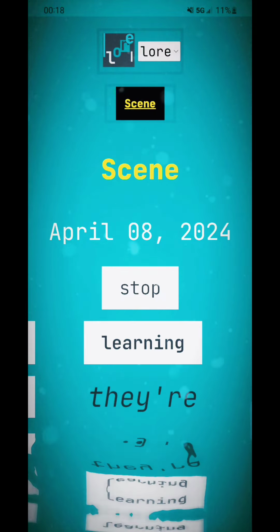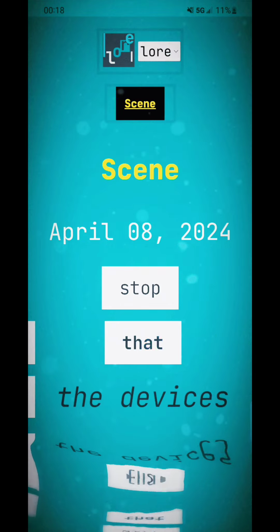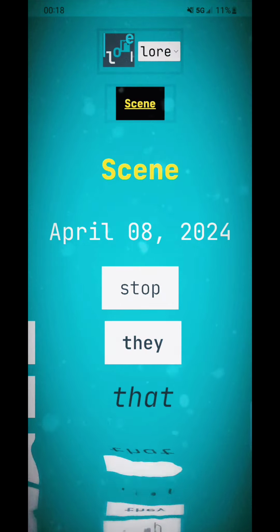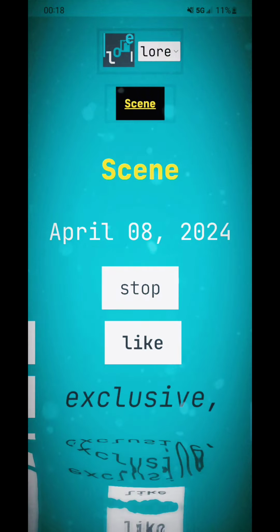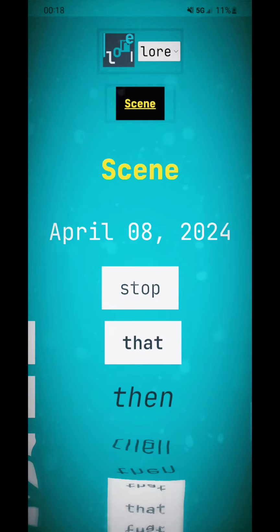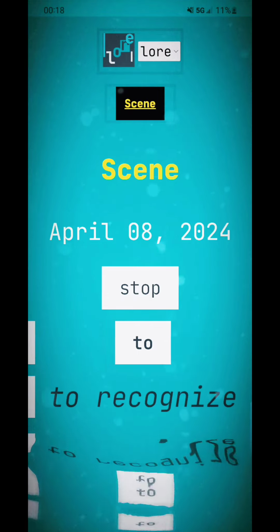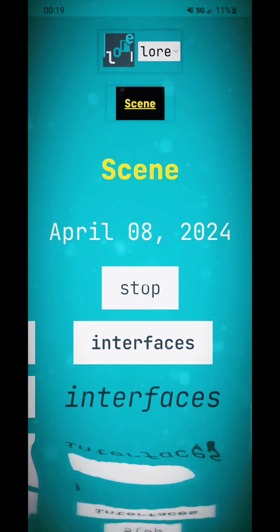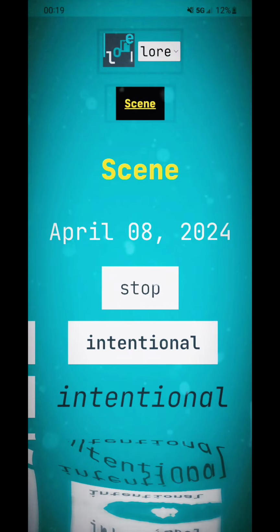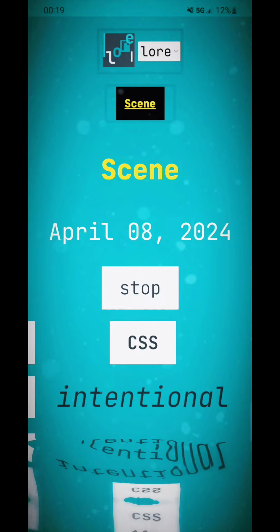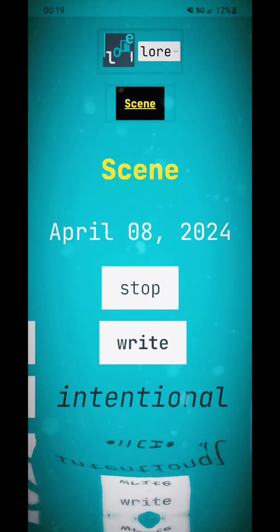The patterns that they're learning how to recognize come from the devices that they use more than the paper that they interact with. So if I'm using an interface that's designed to be exclusive, like an Apple device, then the shapes that I'm learning how to recognize to interact with those interfaces are not necessarily going to transfer. This is why I'm so intentional about pointing to HTML and CSS, which are languages that you can use to write applications.